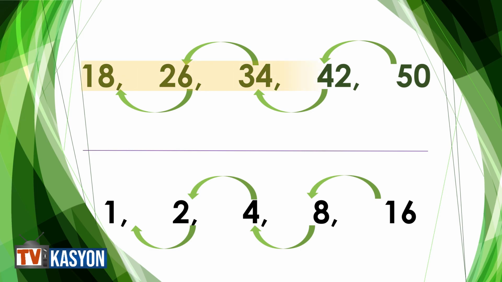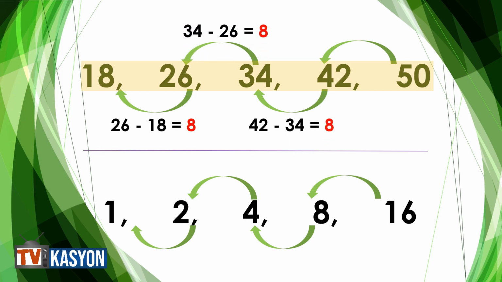18, 26, 34, 42, 50. 26 minus 18 equals 8. 34 minus 26 equals 8. 42 minus 34 equals 8. 50 minus 42 equals 8.